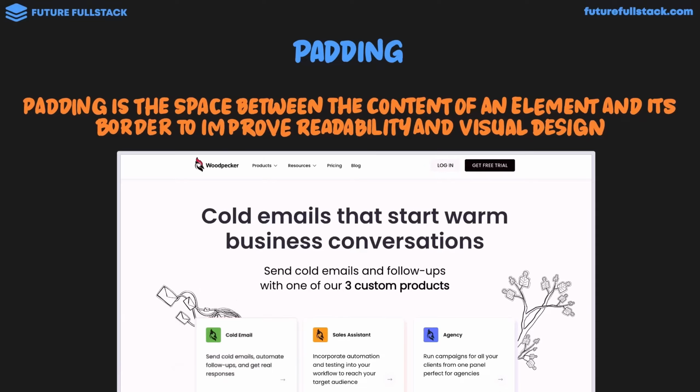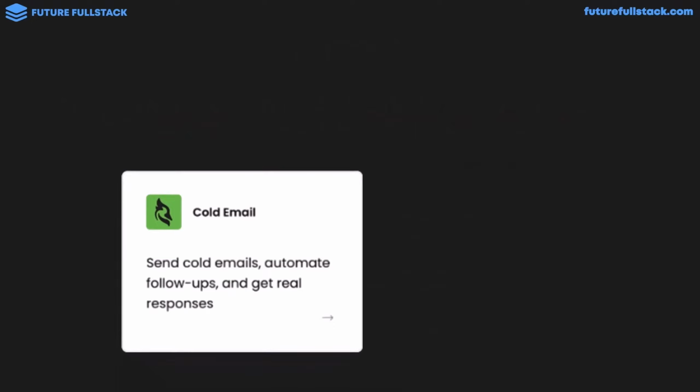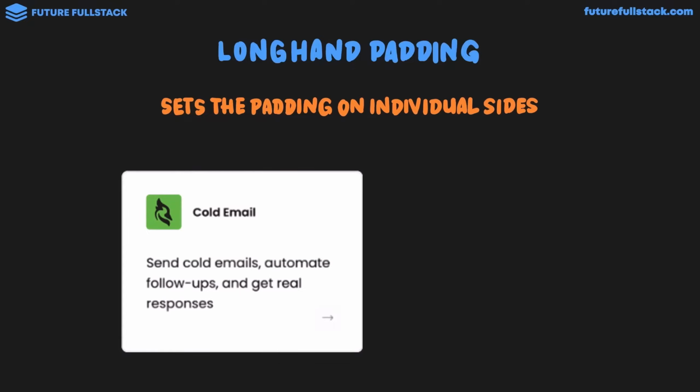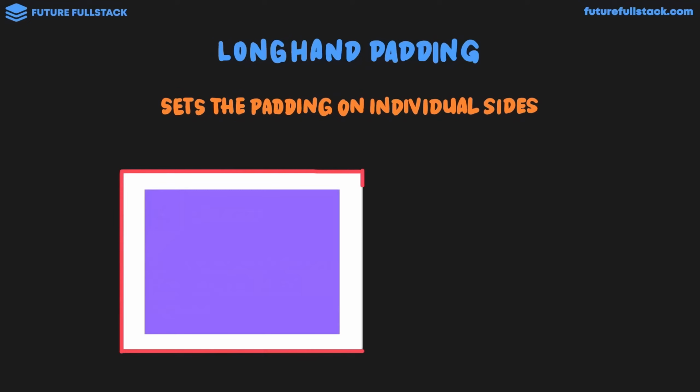So let's now take a look at the padding properties. I'm going to zoom in on one of these cards. We'll first be talking about the longhand padding property. This sets the padding on individual sides. Again, we have the content over here, and a very light gray border running along the perimeter of the card.